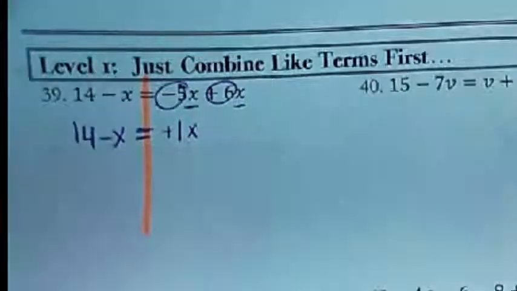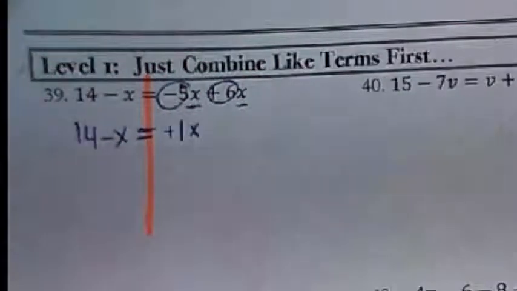Now, the next part of the song says, get your variables here, get your constants there. That means your variable terms have to be on one side of the equation and your constant terms have to be on the other side of the equation. It doesn't matter which side you pick, all right? But the important thing is to put the variables on one side and the constants, the numbers, on the other side. How do we do that? We do the inverse operation just to keep things fair.